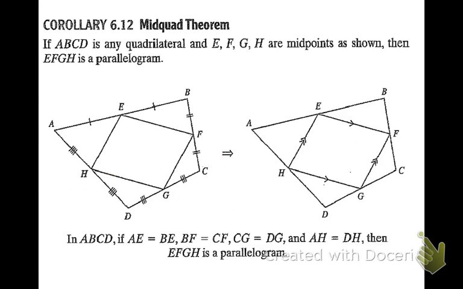Okay. Mid-quad theorem says, if we have a quadrilateral ABCD, and E, F, G, and H are midpoints as shown, then EFGH is a parallelogram. So it's saying if you connect the midpoints of the sides of a quadrilateral, they will form a parallelogram. That's the mid-quad theorem. Questions there?